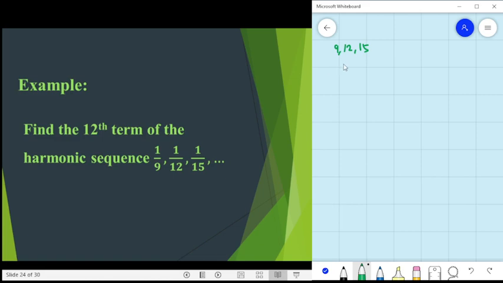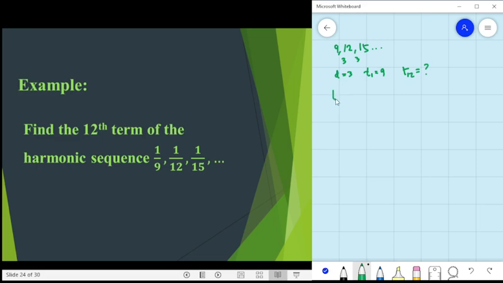And in this case, notice that 9 plus 12 minus 9 is 3, and 15 minus 12 is also 3. So that means your d here is 3, t sub 1 is 9, and we are going to find the t sub 12. Okay?